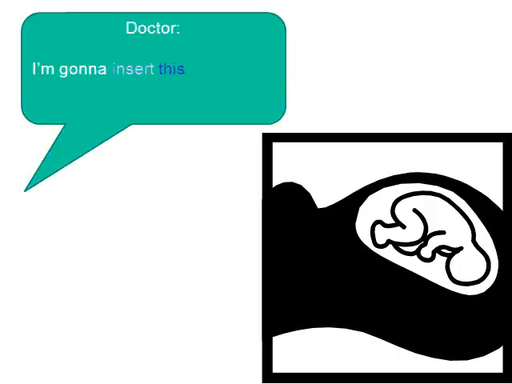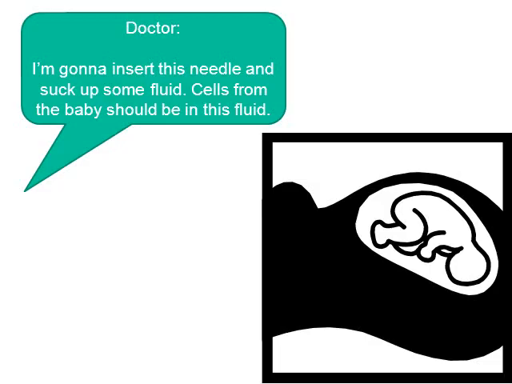Well, here's what you would do. The doctor might say, I'm going to insert this needle into the womb and suck up some of the fluid. The doctor is going to be very careful not to poke the baby with the needle, but inside of that amniotic fluid are going to be cells that the baby has shed. And then we can suck up those cells and analyze the chromosomes in those cells. So now that the doctor has sucked up some of that fluid, the cells in that fluid that came from the baby can now be examined.